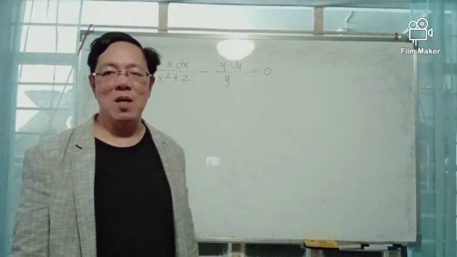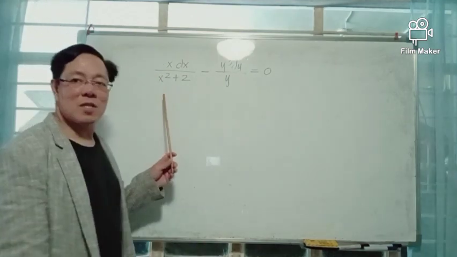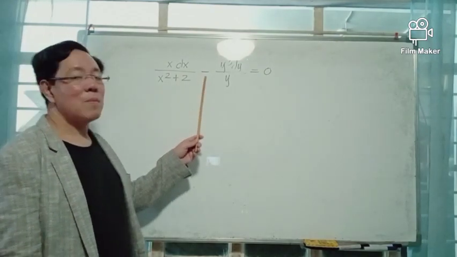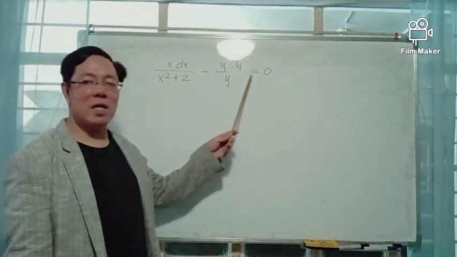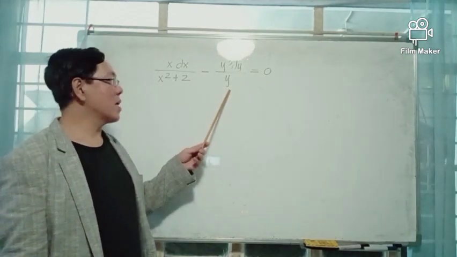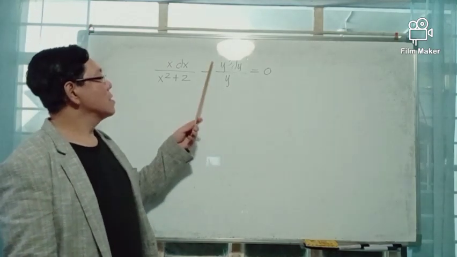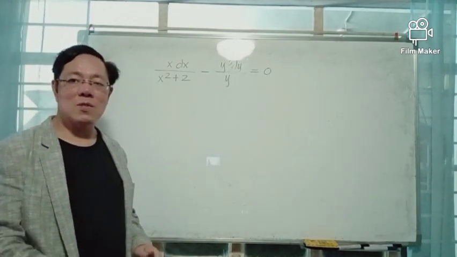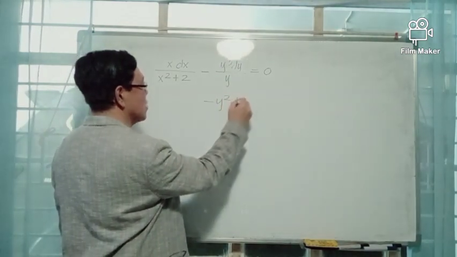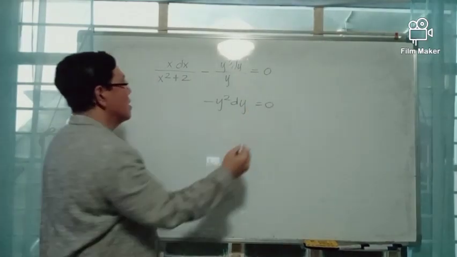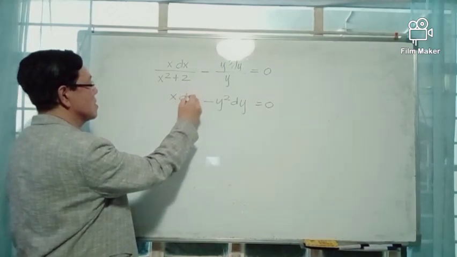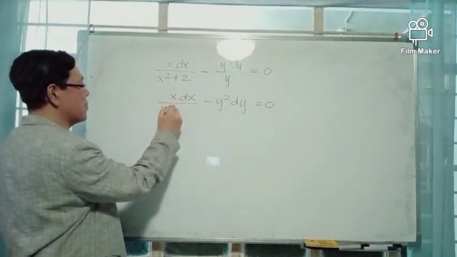After separation of variables, we obtain the following differential equation. We have x dx over x squared plus 2 minus y cubed dy over y equals 0. But the second term can still be simplified by applying the property of exponents. We have y cubed divided by y is y squared. The second term is minus y squared dy equals 0. The first term remains the same, x dx over x squared plus 2.